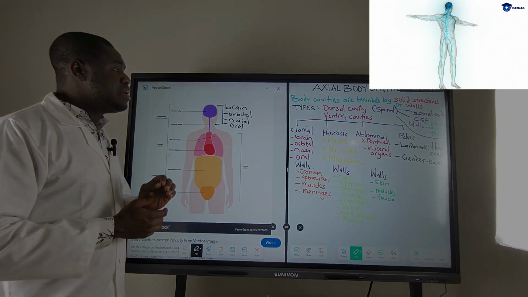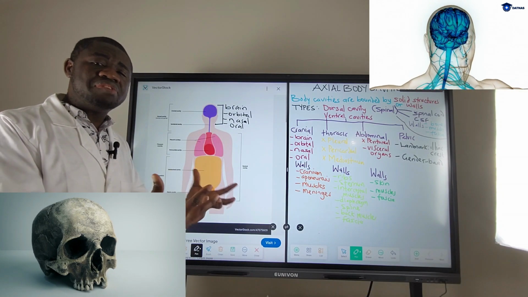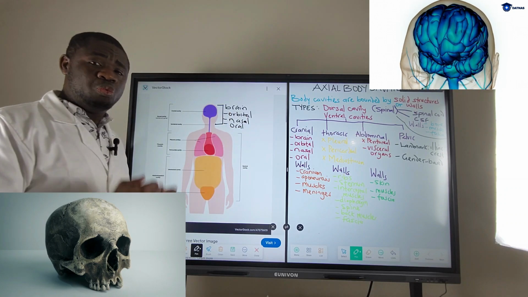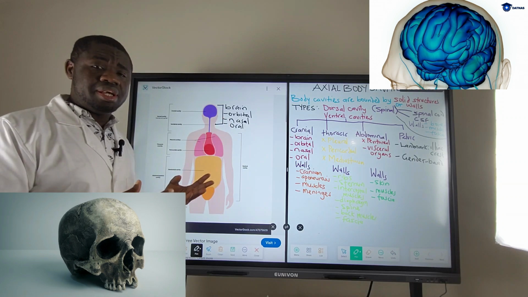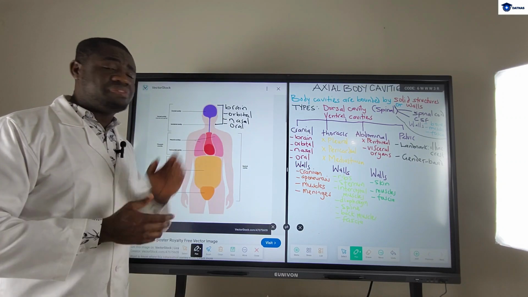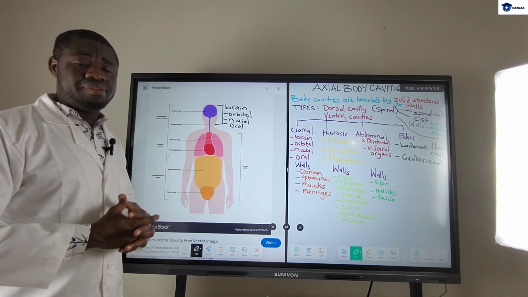The cranial cavity consists of the brain and other smaller cavities, which are the orbital cavity, which houses the eyes, the nasal cavity, which houses the nose, and the oral cavity, which houses the structures that we can find in the mouth.